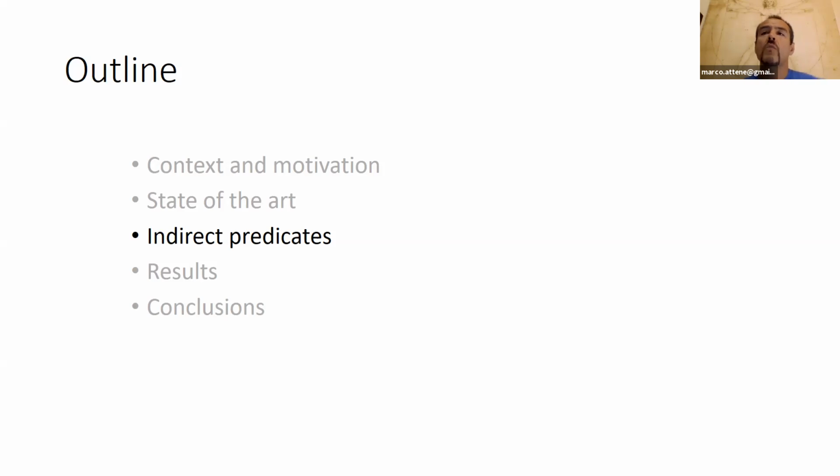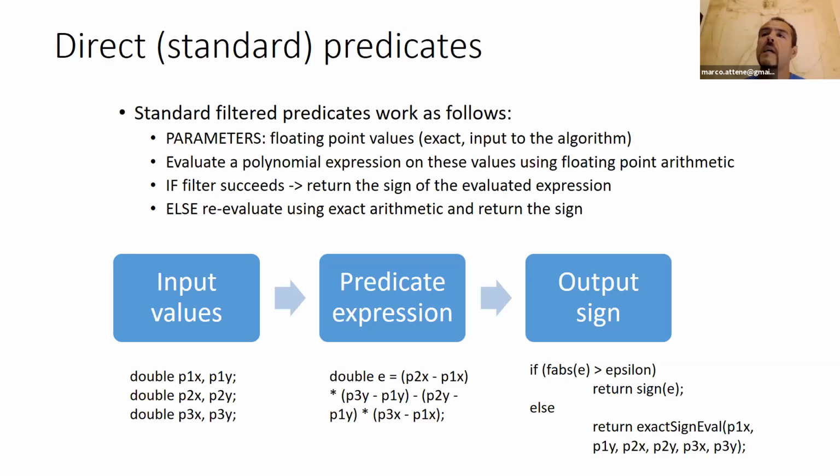To start with, let's see how a standard robust floating point predicate works. The predicate has some input values, these, that can be considered to be exact because, for example, they are read from an input file. Then it evaluates a polynomial expression, this one, on the input values, and finally compares the magnitude of the evaluated expression with the threshold and possibly switches to a more precise or exact evaluation. So this is, for example, how the famous predicates by Shewchuk work.